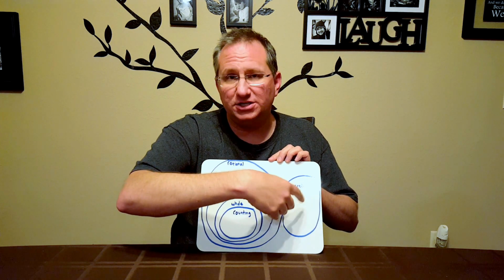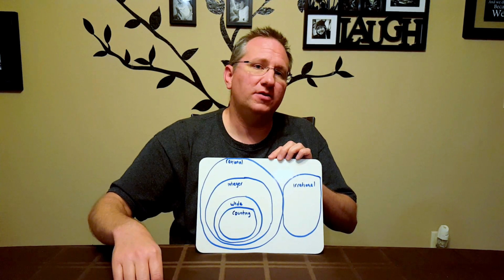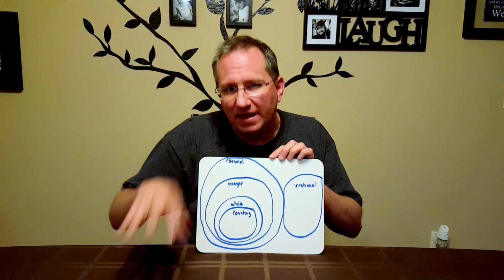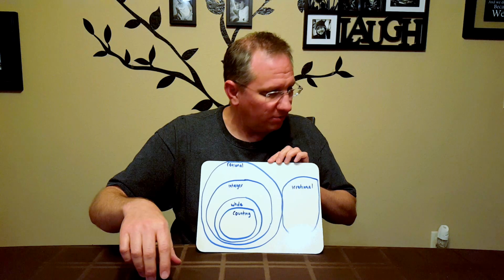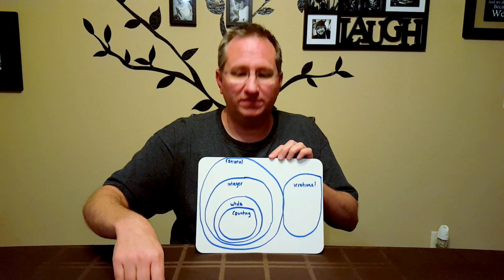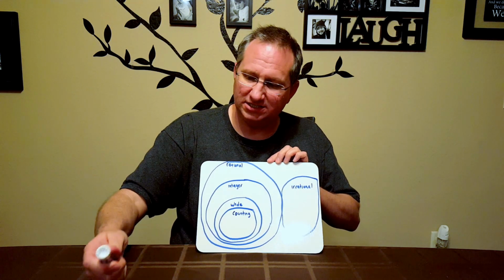It's kind of hard to articulate what an irrational number is, but they're the numbers whose decimal expansions never terminate and never repeat. And so what we're going to do is I'm just going to give examples of numbers, and we're going to try to figure out where those things ought to fit.